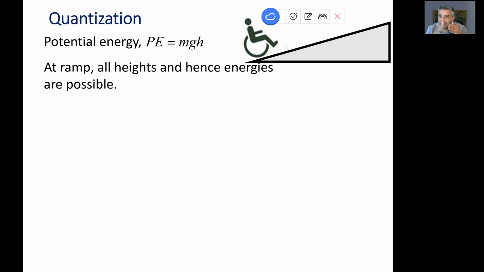So when we have that kind of situation where integer multiples occur, we say that's quantization. That's all quantization means: it's discrete, okay?